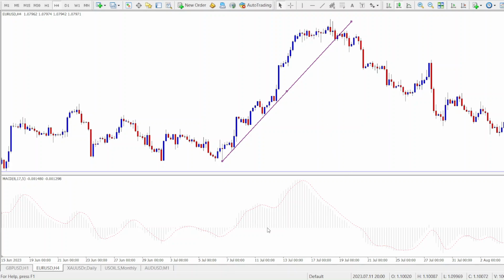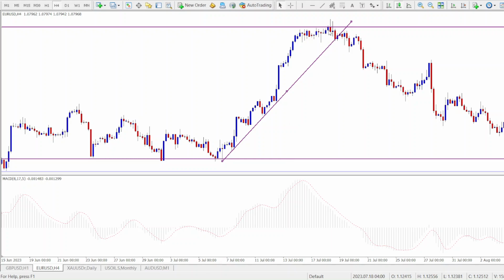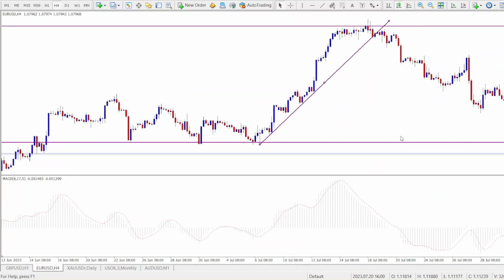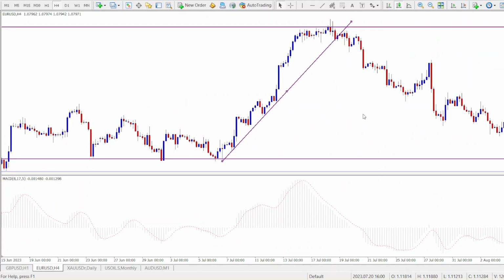After you get the signal from the MACD, you can use trend lines to get additional confirmation so that you can have some increased level of confidence in that signal. Okay, and then it's important to also have horizontal support and resistance levels as well. These can help you to identify potential exit points on your chart.